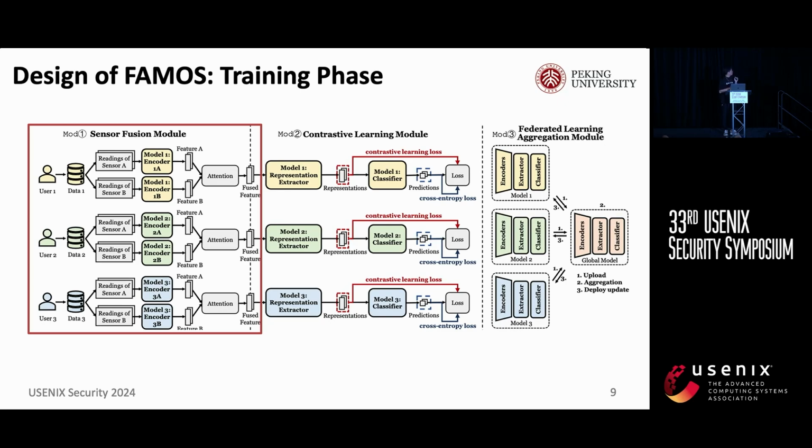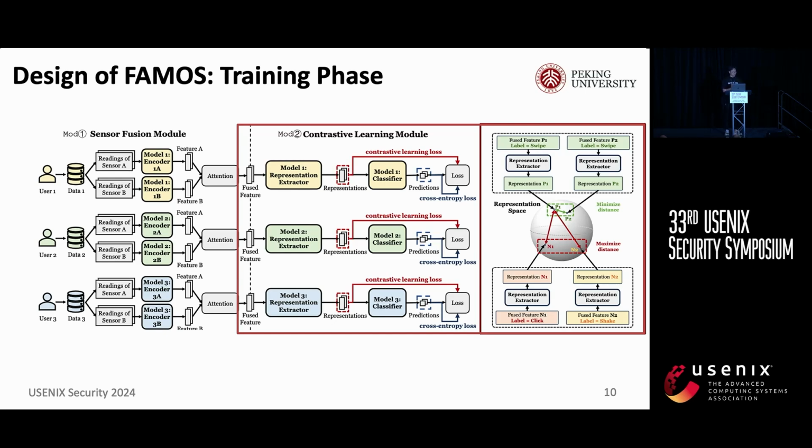So our training phase is shown in the figure, and first is the sensor fusion module. The goal of this module is to fuse the readings from different sensors. After using specific encoders to extract the features, module 1 utilizes the attention mechanism to dynamically assign importance weights to different sensors and generate the fused features.